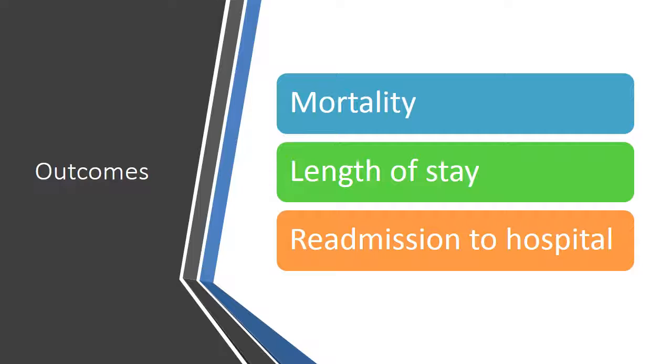So, how do we classically measure outcomes? Well, we use mortality, length of stay, and readmission to hospital. But if you don't die and you're not readmitted to hospital, then these outcomes are pretty well meaningless to you as a patient. So we need to be using more patient-centred outcomes.